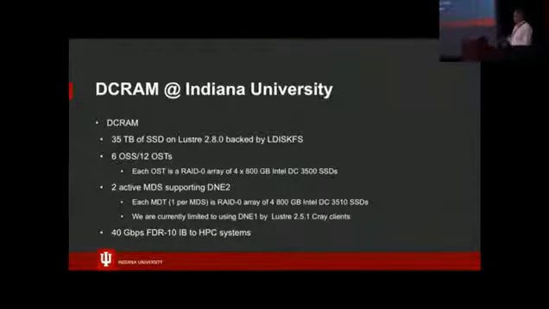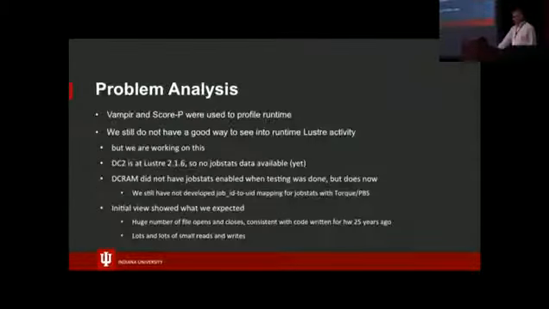We are limited to using DNE1 by our Cray because the Cray is a Lustre 2.5 client. That's not really a particularly big deal, but we do have 2 MDTs, and so it's just required a little bit more creativity on our part to pull that all together, so that we're using all of the equipment that we have. And then we have 40 gigabit FDR10 InfiniBand to the switch that serves the Cray as well as our other systems.